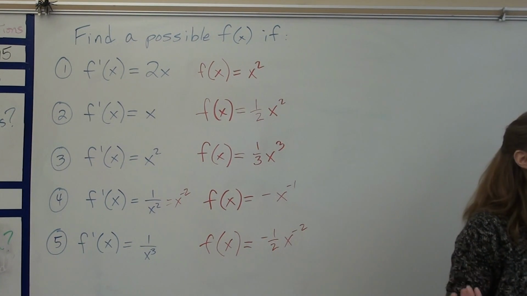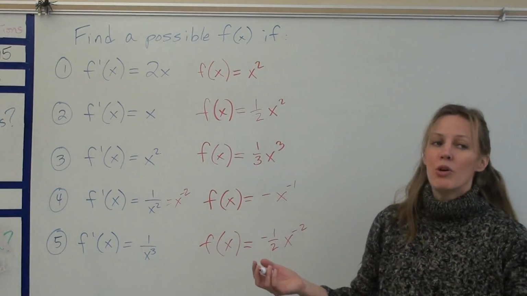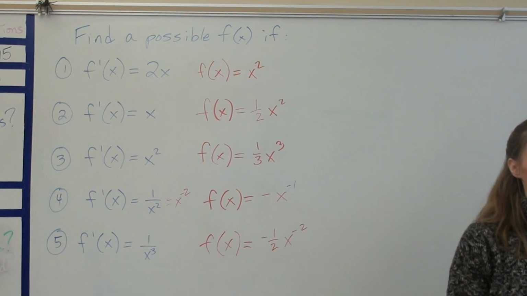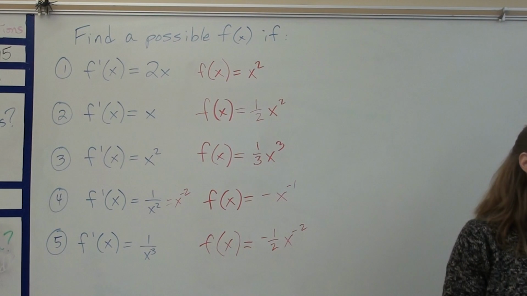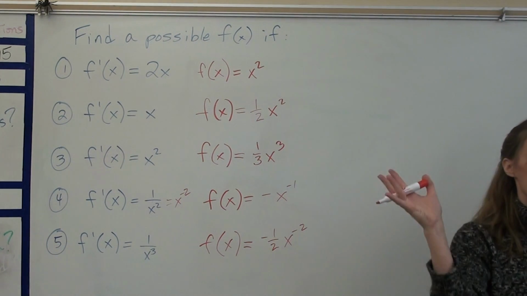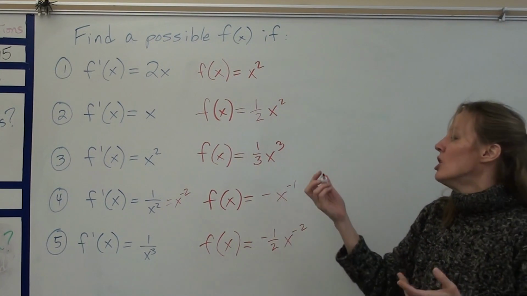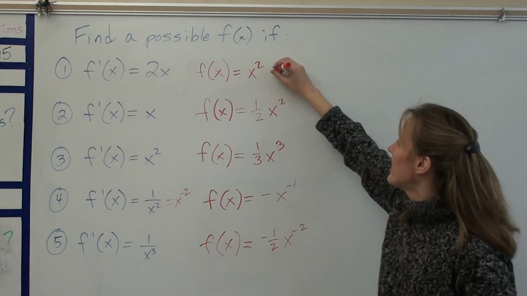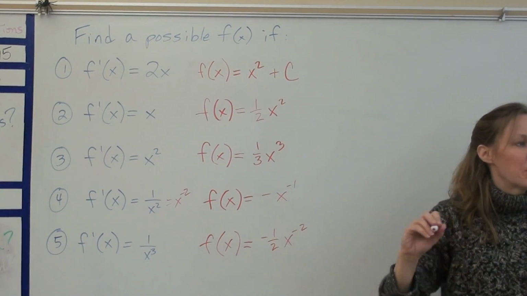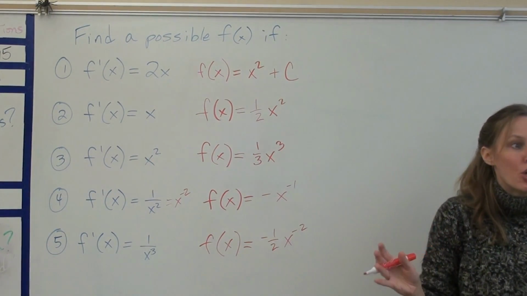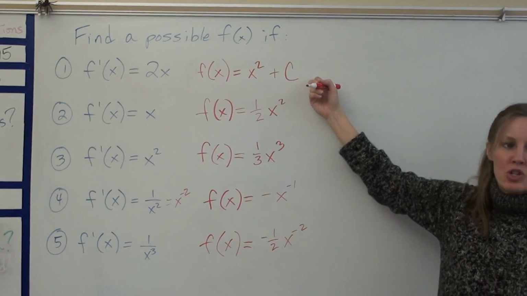X squared plus any constant still gives you the same derivative. So do we know what that constant is? Is there a way to figure it out? No. There is no way, not without more information. There's nothing that can divine the constant that went to 0. So what we do when we write these answers is put a plus c. The plus c represents that unknown constant that was a part of the original function.